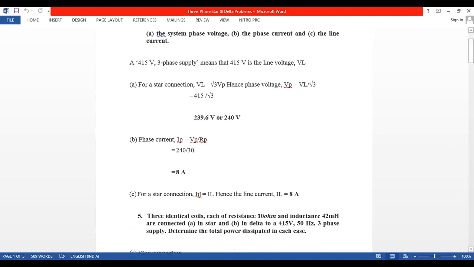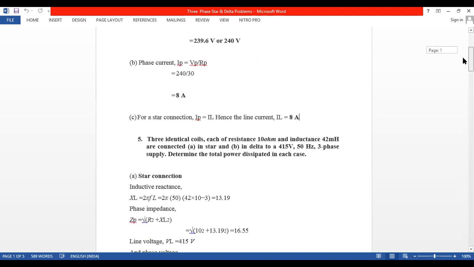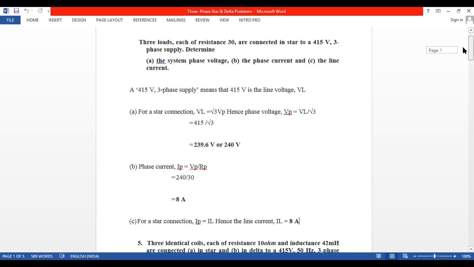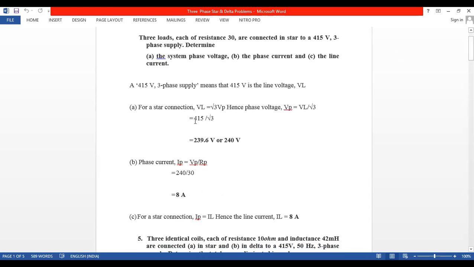For star connection, what is the formula for currents? Anyone? Line current equals phase current. Line current value is equal to phase current. Hence, the line current is how much? 8 amperes here. Okay. Star connection, remember line voltage equals root 3 times phase voltage and line current equals phase current. So now you see the next problem. Is it clear, all of you? The second problem. Anyone please confirm? Clear, sir. Okay, right. So we move to the next problem.